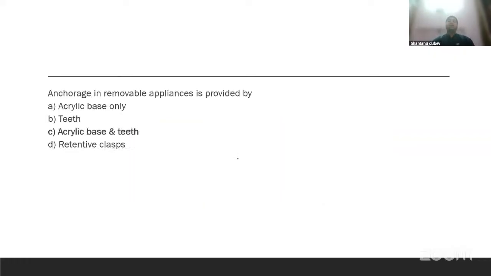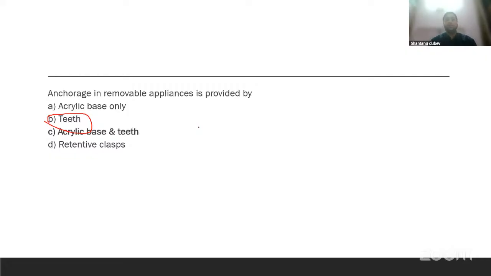Anchorage in removable appliances is provided by: acrylic base only, teeth, acrylic base and teeth, or retentive clasps. Always remember that orthodontic tooth movement is caused in the teeth, and we take help of teeth or some other things. For example, sometimes we take help of mini implants. But mostly when we are doing orthodontic treatment, we use teeth. So you might get attracted by this option. Removable appliances, we are talking about here.